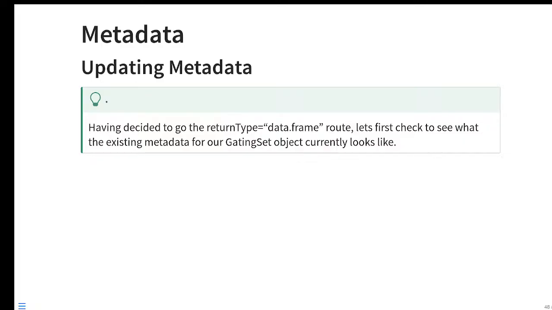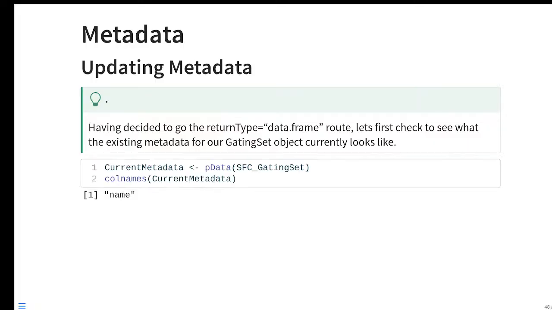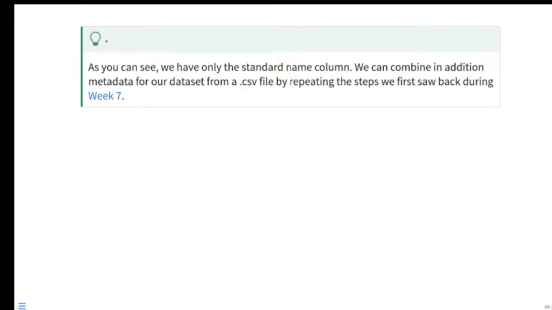So, seeing as we seem a little committed to going the return type equals data frame route, let's first go ahead and see what existing metadata is present in our gating set as it currently stands. So, once again, if we run pData on our gating set, we assign the output to an object variable. We're going to go ahead and call this current metadata. If I just check the column names of our data frame, you can see there's only a single column, namely the name column. So this is very standard for what I associate with gating sets.